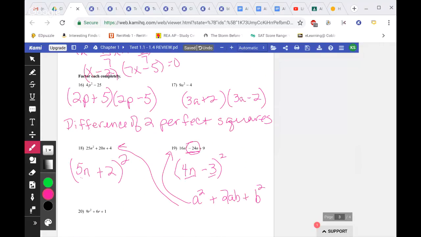If you foiled this out, if you wrote 5n plus 2 times 5n plus 2, you would get 25n squared, plus 10n plus 10n plus 4. And then you would combine this to be 20n. Does that make sense? Yes, ma'am. Okay. So why don't you factor this last one?